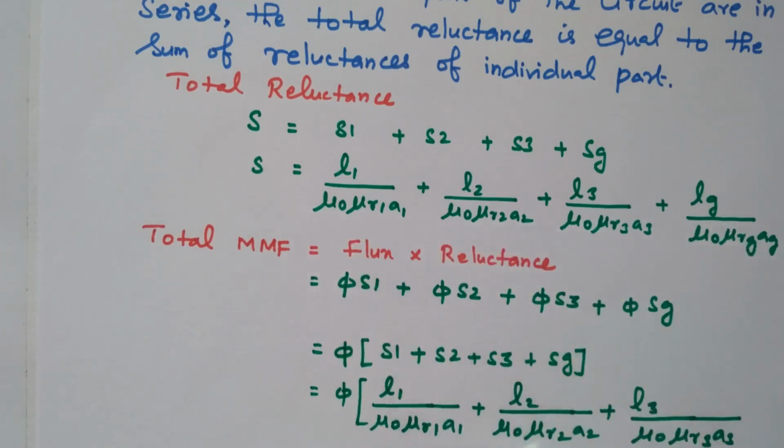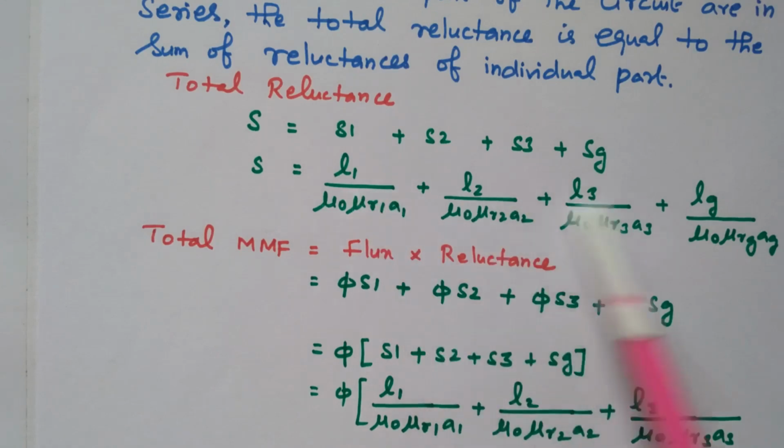The formula is written. The total MMF is nothing but flux into reluctance, that is, reluctance equals MMF by flux, so MMF equals flux into reluctance. The same flux exists for all the cases. So phi into S1 plus phi into S2 plus phi into S3 plus phi into Sg. The single flux exists, so we can take phi outside: phi into S1 plus S2 plus S3 plus Sg.